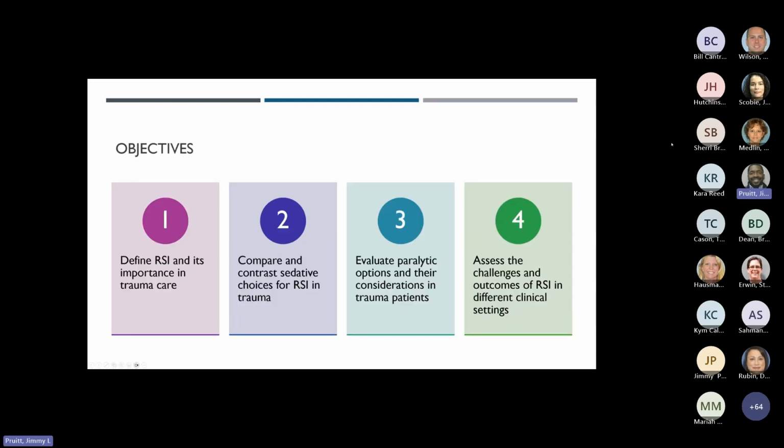So the objectives for today are to define RSI and its importance in trauma care, compare and contrast some sedative choices for RSI, and then evaluate some paralytic options and their considerations in trauma patients. Then we're going to assess some of the challenges and outcomes of RSI in different settings. This is something that Dr. Gibbs asked me to reach out about and look deeper into, so I'm happy to dive into this.